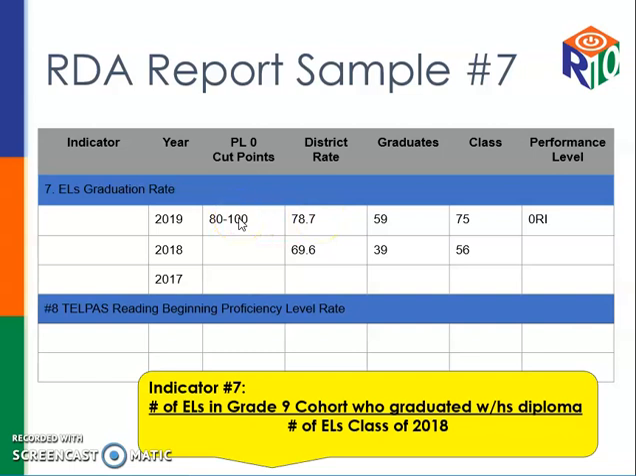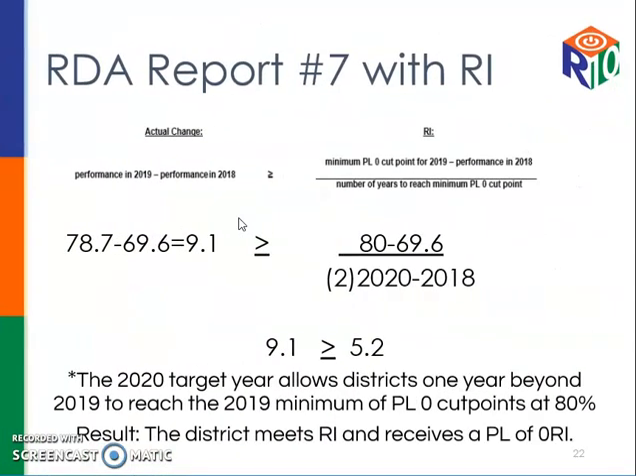This means they did not achieve a PL of 0. In this scenario, this LEA has an opportunity to apply RI so that they are able to attain a PL of 0. This is a specific formula of applying RI. So what we're doing is comparing the actual change to the RI. We do that by finding the difference in the performance between 2018 and 2019, which was a 9.1.